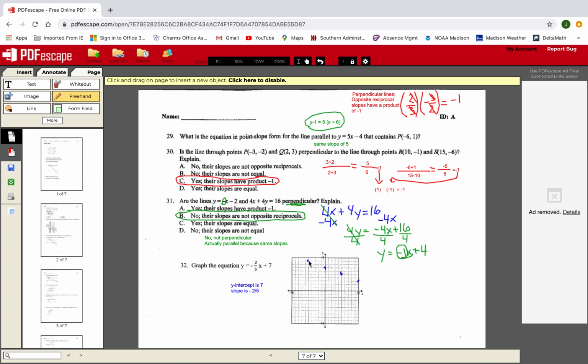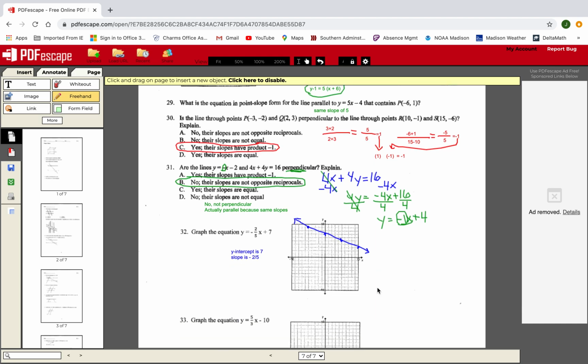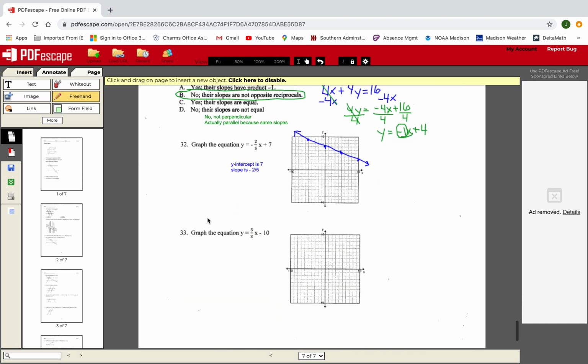Now I have plenty of points here with which to connect the dots, which I will try very hard to do here with this trackpad. Ooh, that's not bad. Okay. This one will be multiple choice on the test, but I wanted to make sure that you could see what you needed to see on that one.